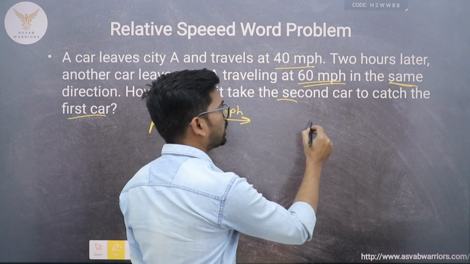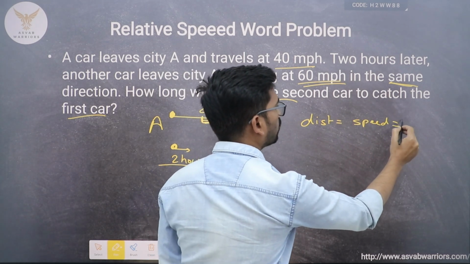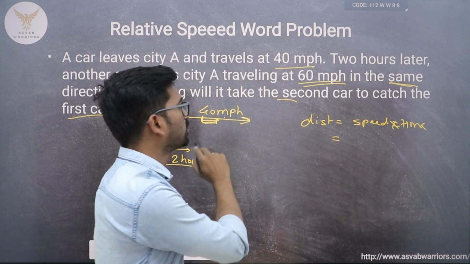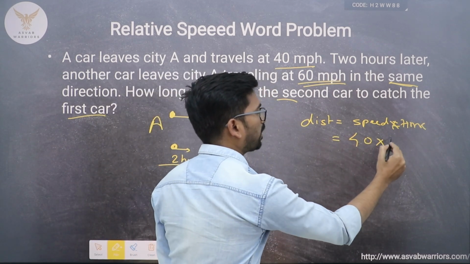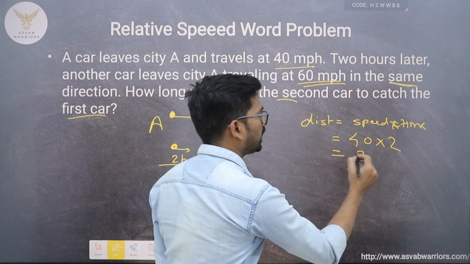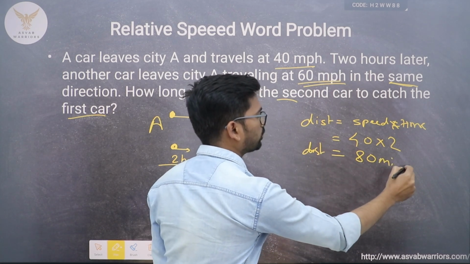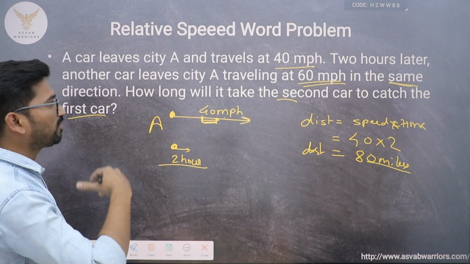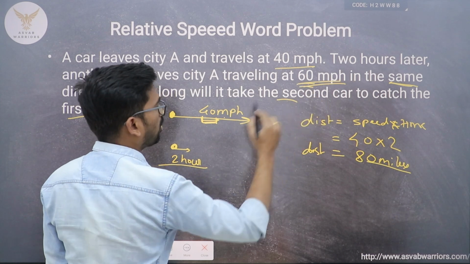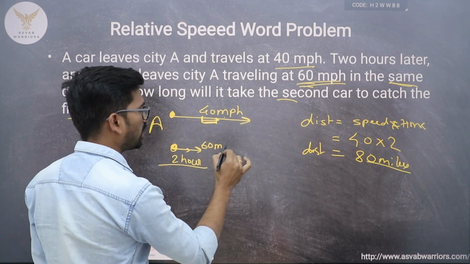We have the formula: distance equals speed times time, or rate times time. So what is the speed? Speed is 40 miles per hour, and it is traveling for 2 hours. So 40 times 2 will be 80. So the distance covered by this first car will be 80 miles. And then after 2 hours, car B, or another car, leaves the city at a speed of 60 miles per hour.